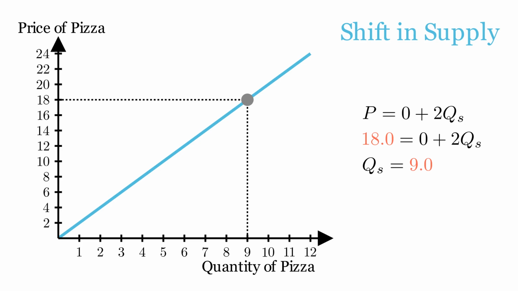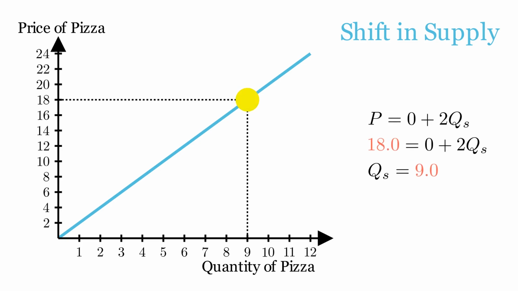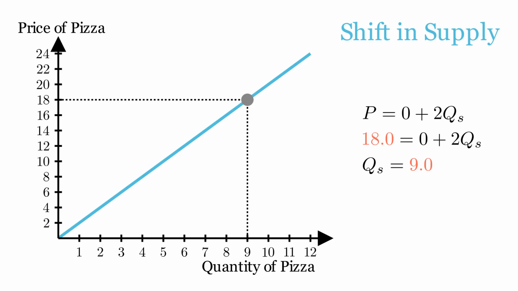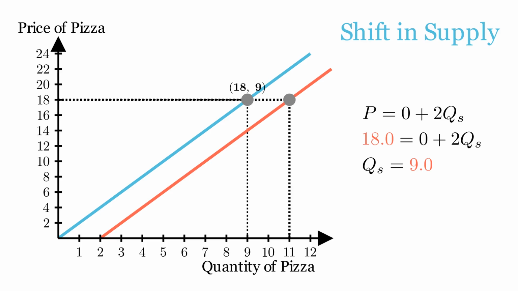For example, if the number of sellers in the market increases, the supply of pizza will also increase. Similarly, when technology improves, efficiency increases, and as a result, the supply of pizza increases. Now let us understand this with the help of a graph. Suppose a point on the initial supply curve shows that at a price of 18, the quantity supplied is 9 units. If the number of sellers in the market increases, the entire supply curve shifts to the right. At the same price of 18, the quantity supplied increases from 9 units to 11 units.